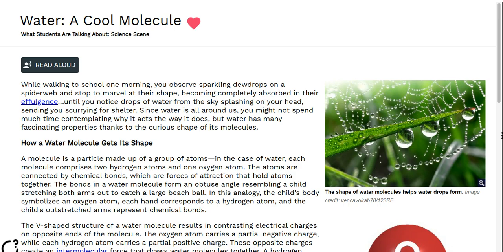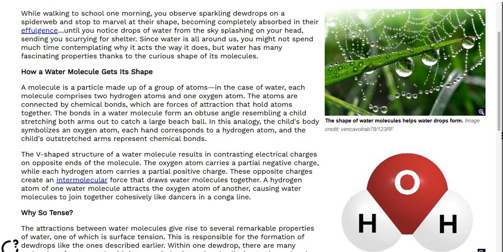Since water is all around us, you might not spend much time contemplating why it acts the way it does, but water has many fascinating properties thanks to the curious shape of its molecules. How does a water molecule get its shape?